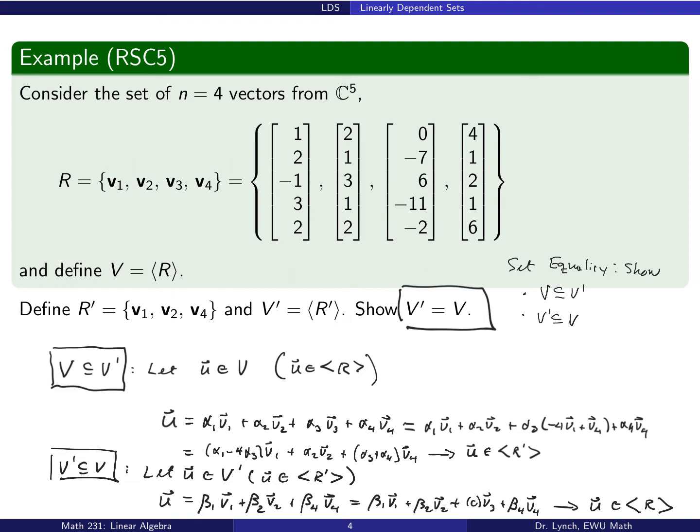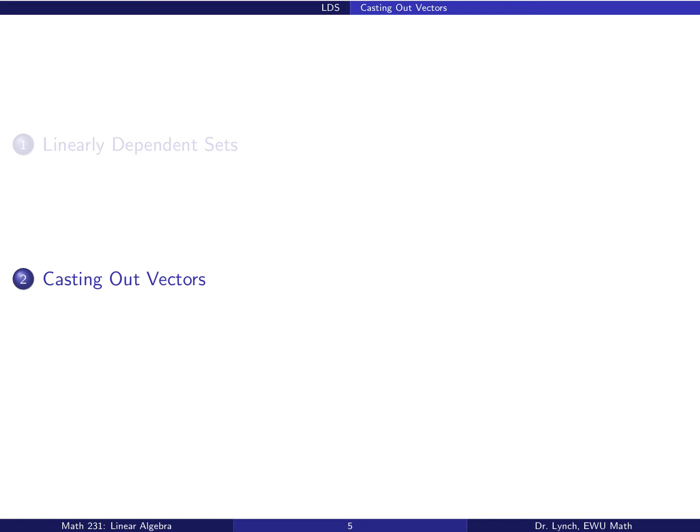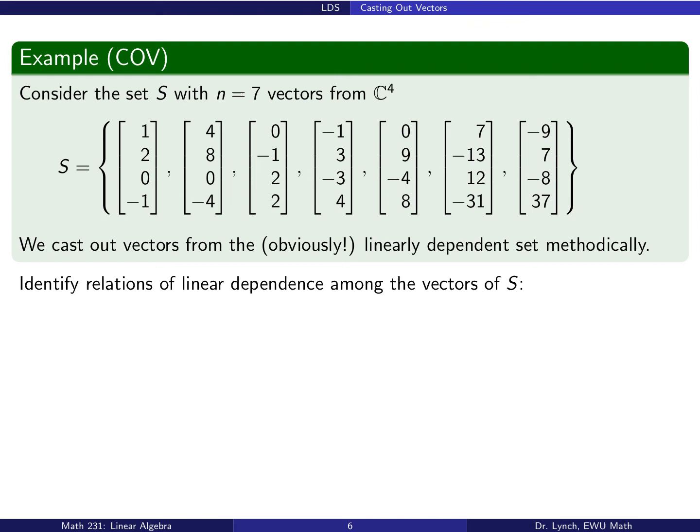Okay, so it turns out that by casting out this vector V3 that's linearly dependent, we end up with the same span. So we can always do this, as it turns out, for a linearly dependent set. We can cast out vectors until we reach a linearly independent set. We can always cast out vectors from a linearly dependent set until it's linearly independent, and that linearly independent set, it turns out, will have the same span.